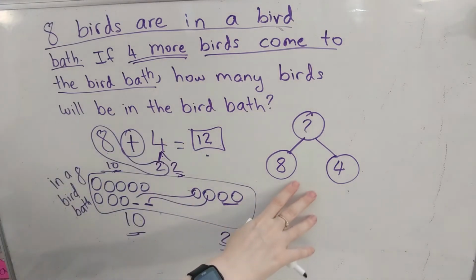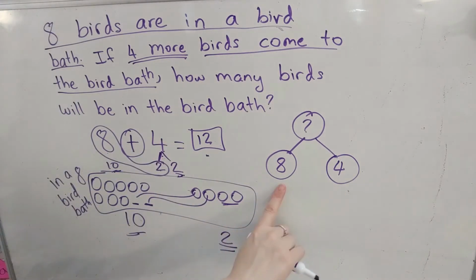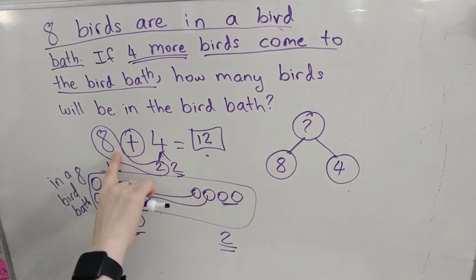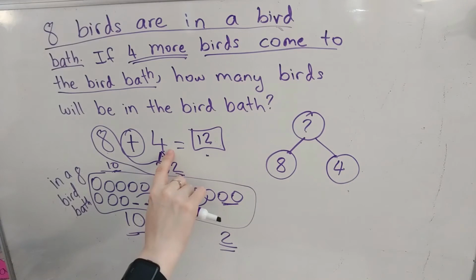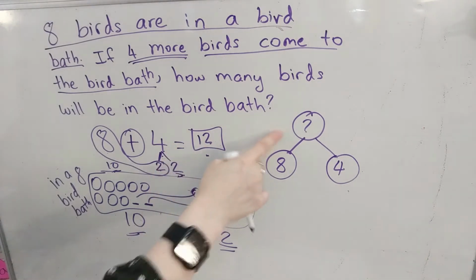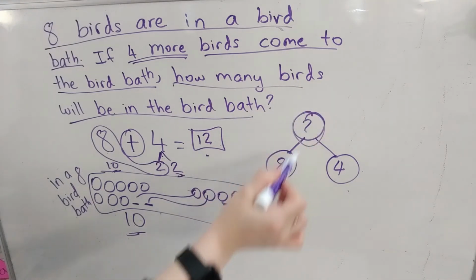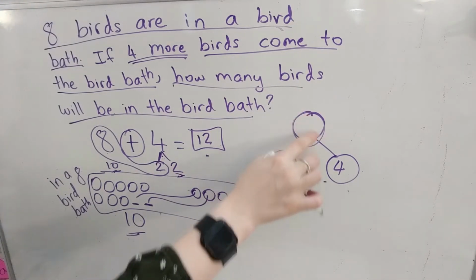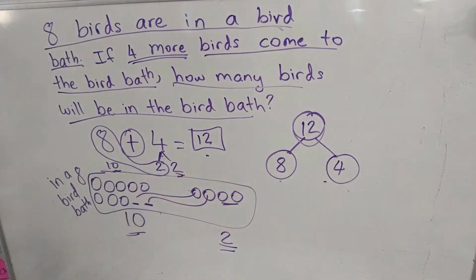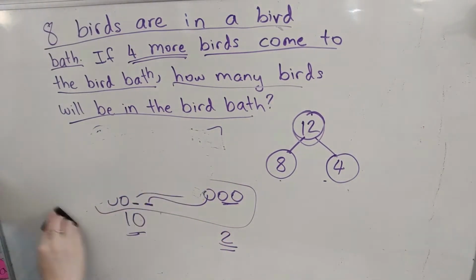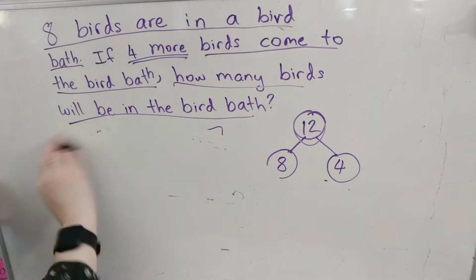So if you're looking at your number bond, the two parts, part, whole, 8 is one part of the story, 4 is the other part of the story. The total is asking us how many birds will be in the bird bath altogether. 8 plus 4 is 12. So in our statements, we will write down 12 birds will be in the bird bath. That was for number 1.